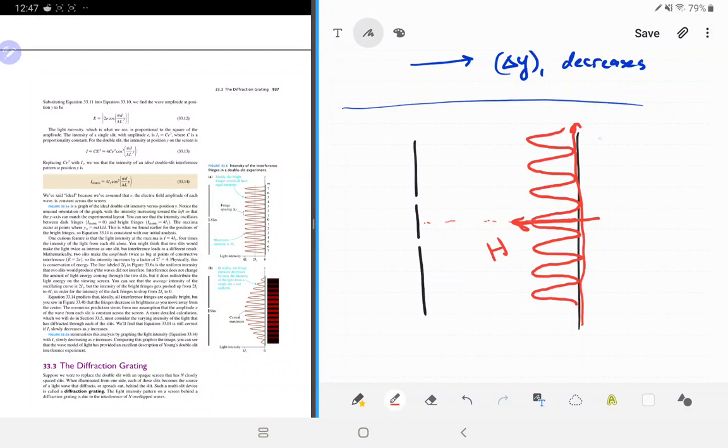Yeah, I'll do that too. I'll just put I versus y. But you can also do I versus theta. Remember, we're just labeling points on the screen. We could do that with either a y or a theta.